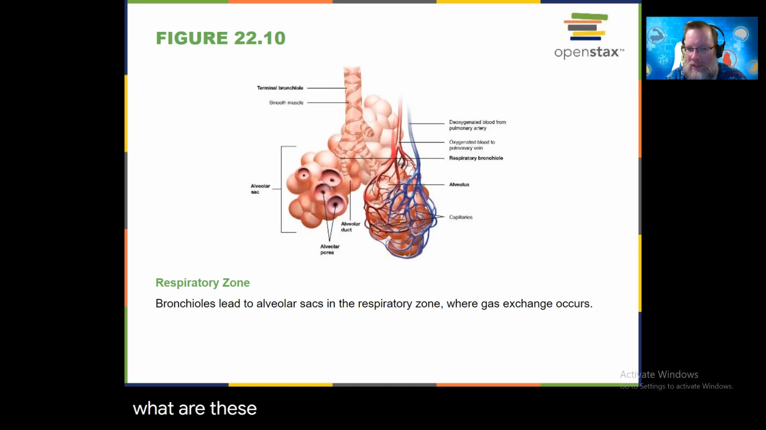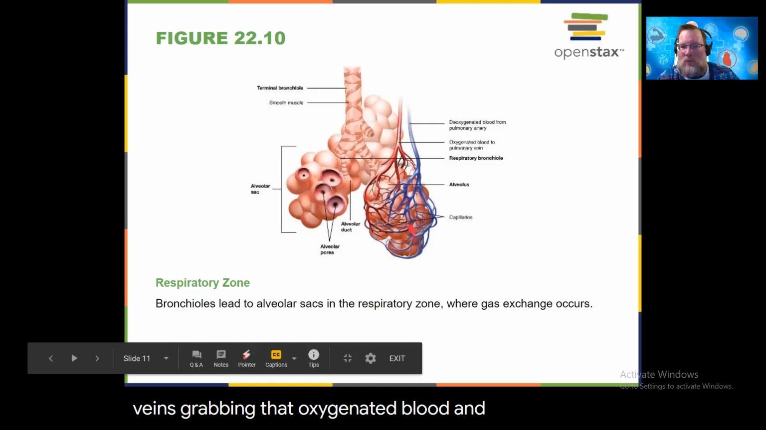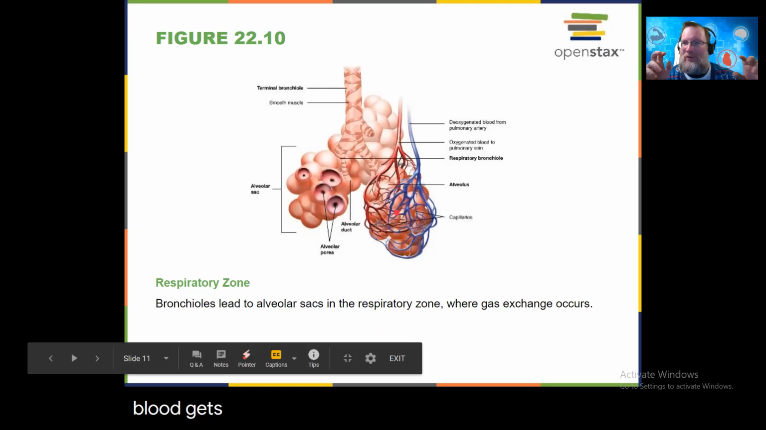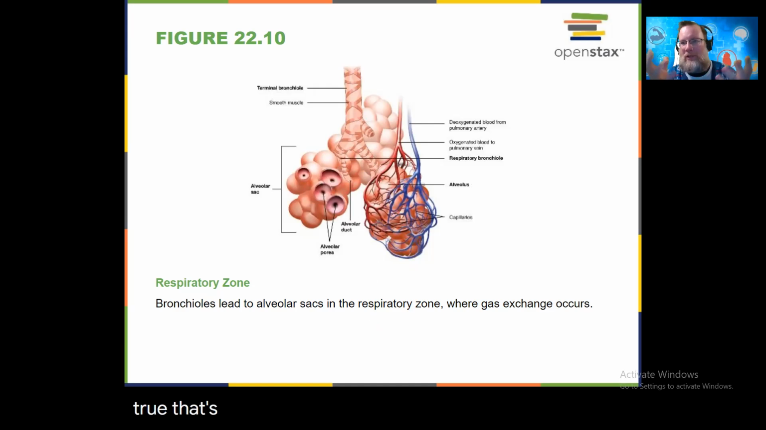So what are these vessels? Of course, they are going to be the pulmonary artery, bringing in blood and branching it into the capillaries, dropping off CO2, and then pulmonary veins grabbing that oxygenated blood and taking it back to the heart. So this is when we say blood gets pumped from the heart to the lungs. Yeah, that's true. That's broad, right?